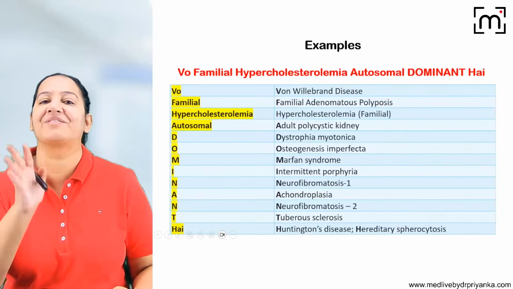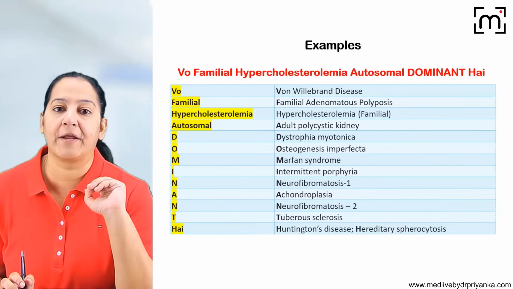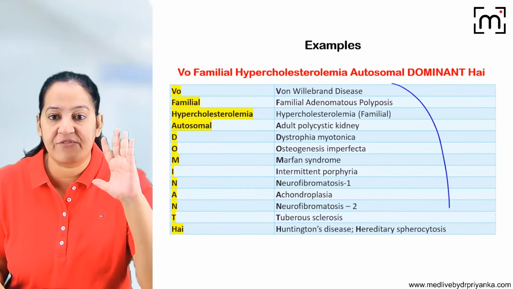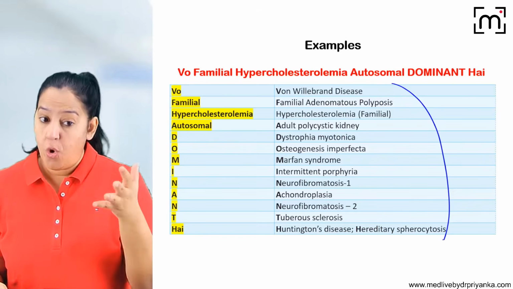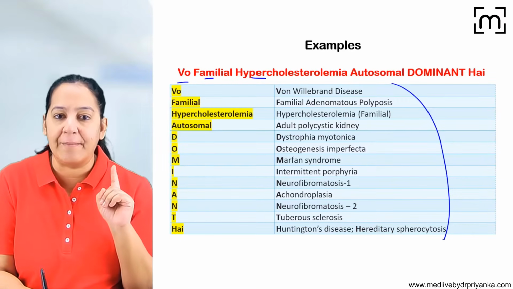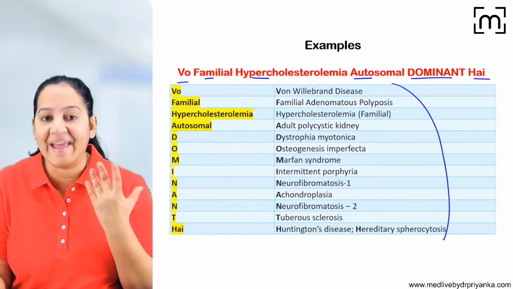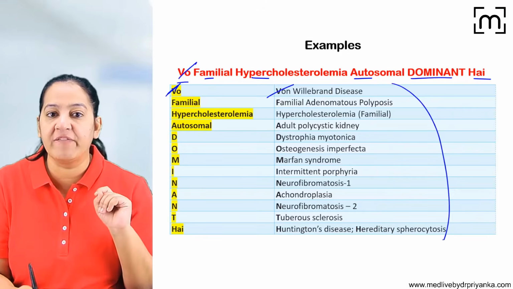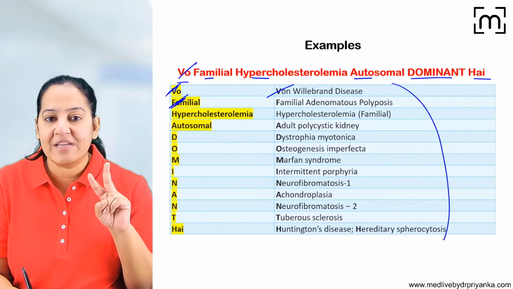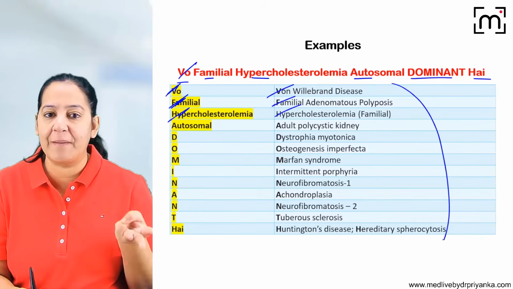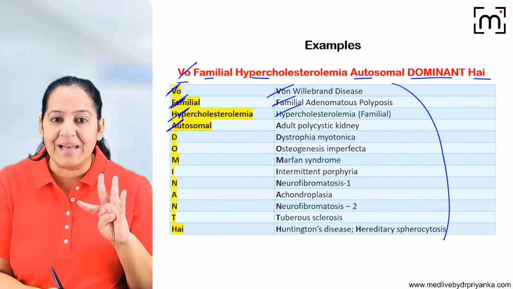This is the pedigree, now coming to the examples. For examples, learn the mnemonic. I have a mnemonic for you. These are all the diseases, the list of diseases in front of you. They all show autosomal dominant inheritance. The mnemonic is "V familial hypercholesterolemia autosomal dominant hai." V stands for von Willebrand disease. Familial stands for familial adenomatous polyposis. Hypercholesterolemia stands for hypercholesterolemia only. Autosomal depends.